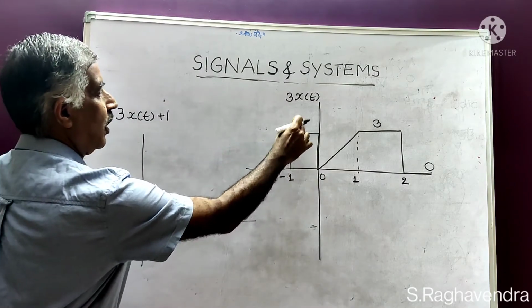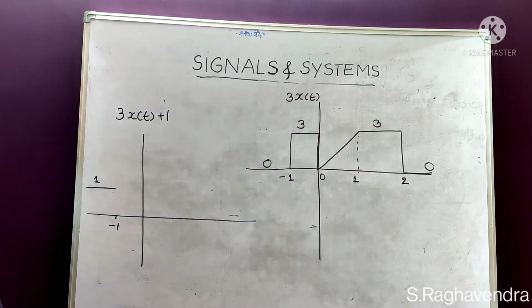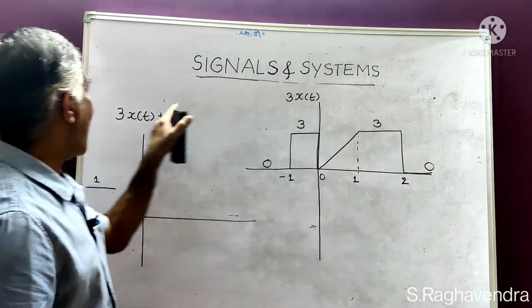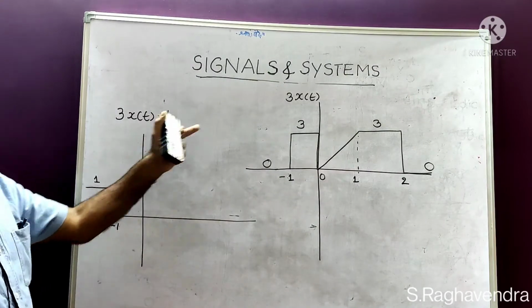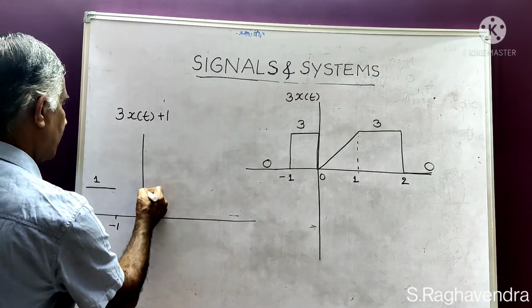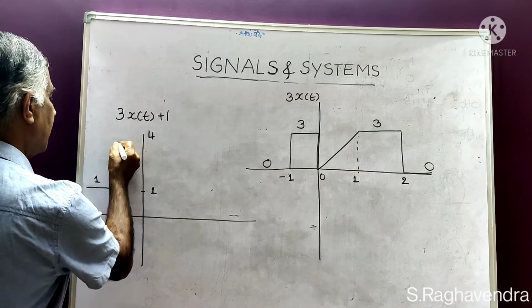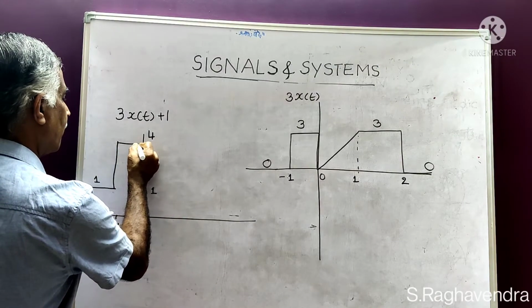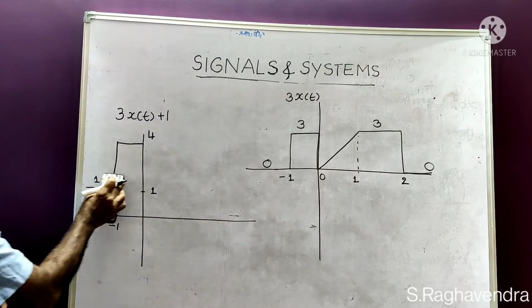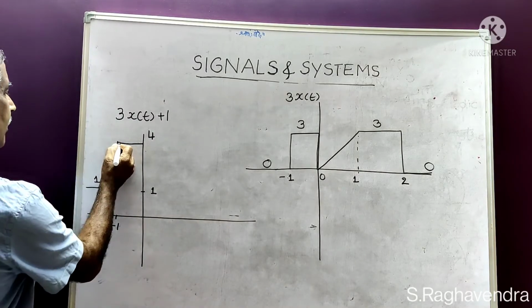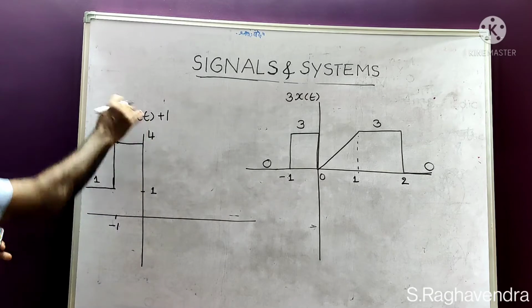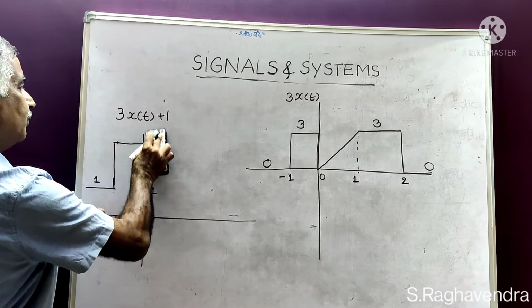Next, after reaching 1, here it is 3. Now you are adding 1. That means 3 plus 1 becomes 4. So 4 is somewhere here. It jumps to a level of 4. Previously it was at 1. Now it jumps to a level of 4.